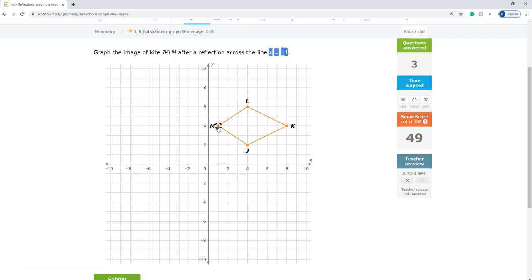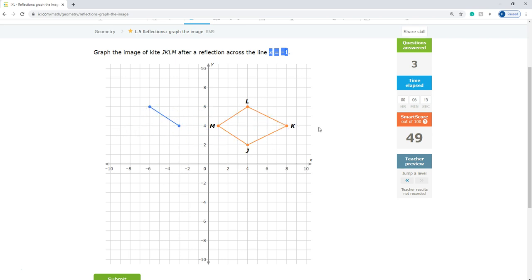So if this is my original M, I'm going to go to my new M, like counting from this line of reflection. So M to x equals -1 is 1, 2, 1, 2. From this one, 1, 2, 3, 4, 5. 1, 2, 3, 4, 5.